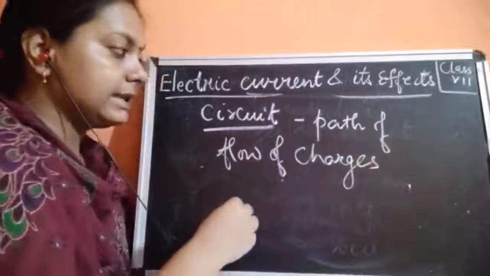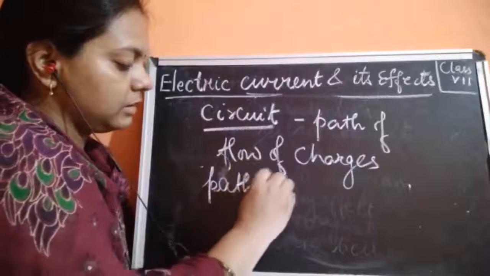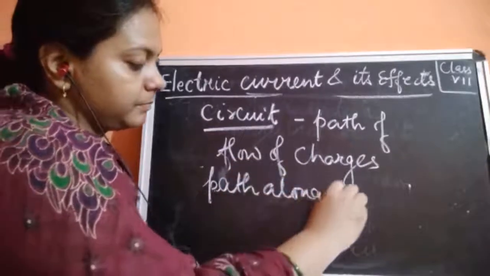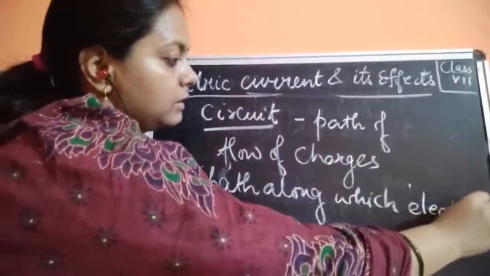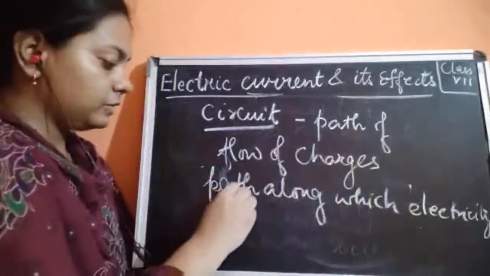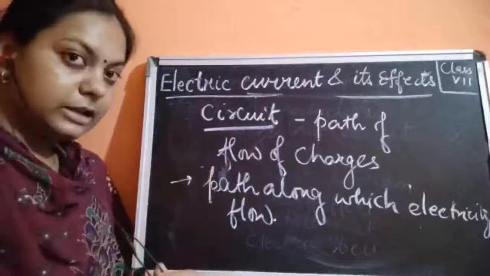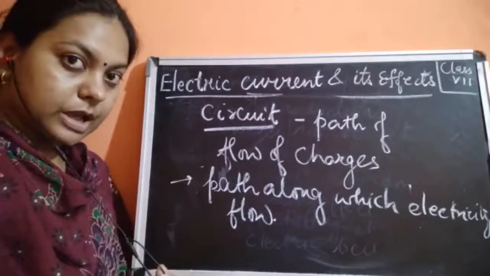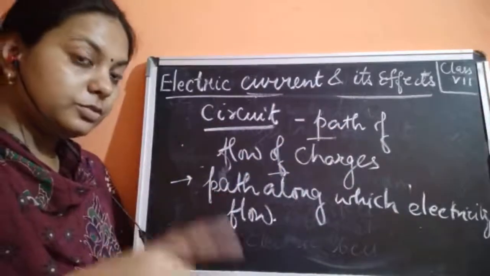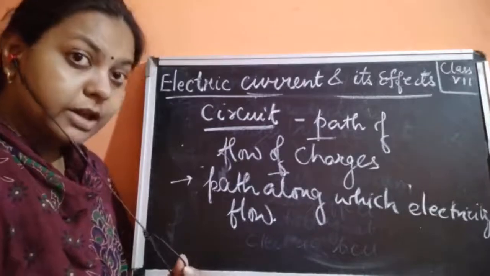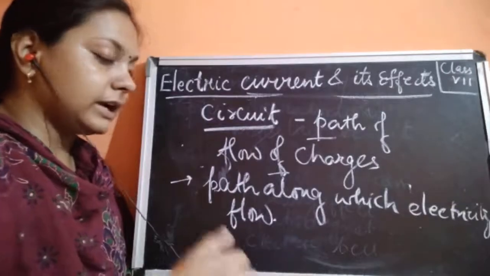Or simply we can say that it is a path along which electricity flows. Okay, so it is a path along which the electricity or electric current flows. Fine, what is a circuit? Circuit is a path which is given to the electric current for flowing. Now, how can we study this circuit more?